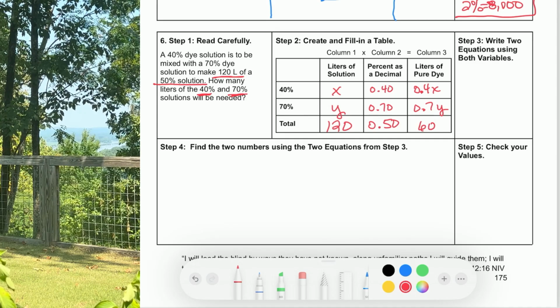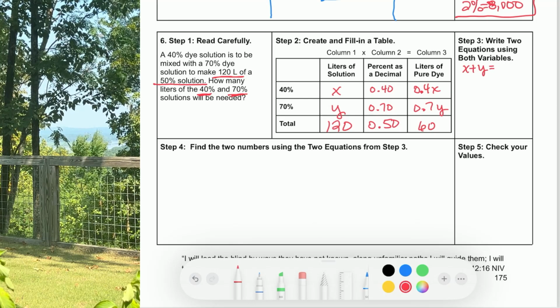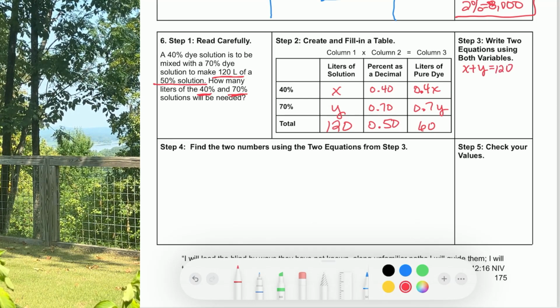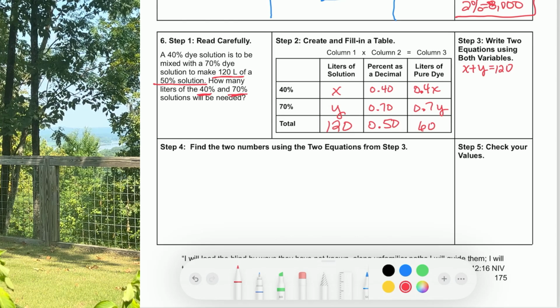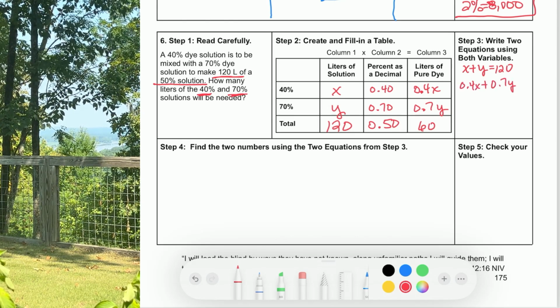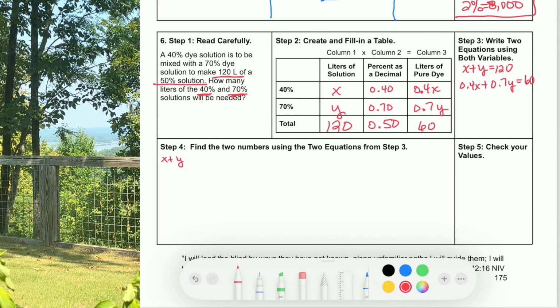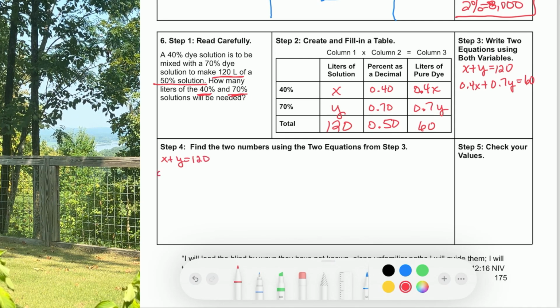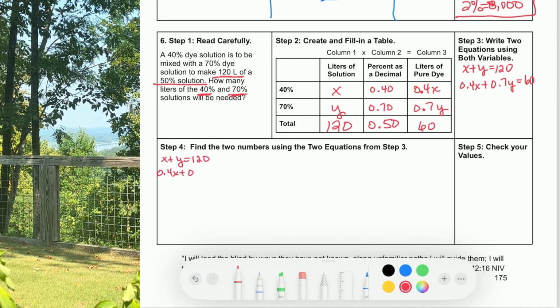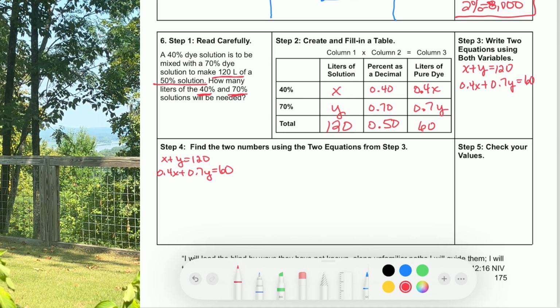We now have what we need to make our two equations. So x plus y equals 120. That's our first one from that first column. Our third column gives us our second one: 0.4x plus 0.7y equals 60. I'm going to rewrite them over here. x plus y equals 120. And then I have 0.4x plus 0.7y equals 60. Looking at these, it would appear that substitution is going to be the simplest way to work through this problem.